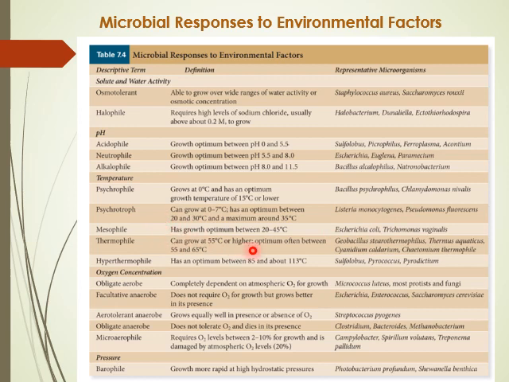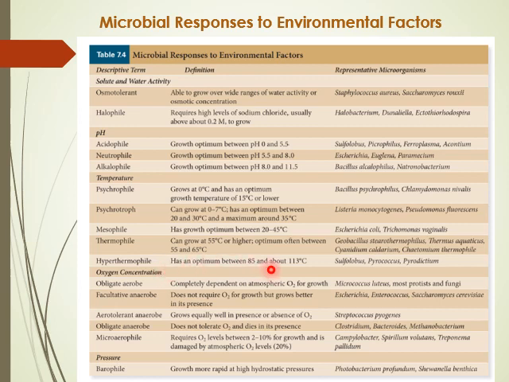Mesophile is the one that can grow between 20 and 45 degrees. Normally those bacteria that cause disease are mesophiles. Why? Because our body temperature is about 37 degrees, so they should be able to grow optimally at that temperature. Thermophile, the one that can grow at 55 degrees and above, often with optimum between 55 and 65 degrees. So Geobacillus, Thermus aquaticus, and so on are thermophiles.